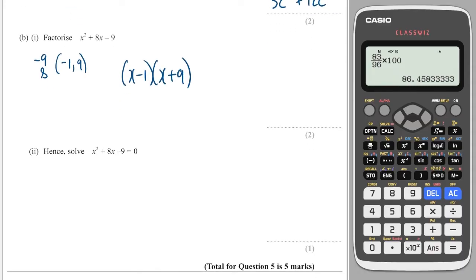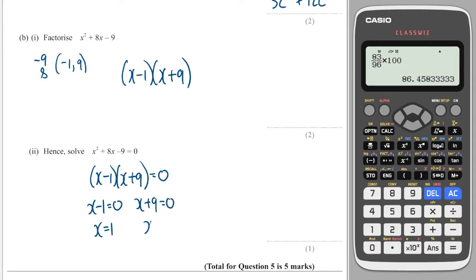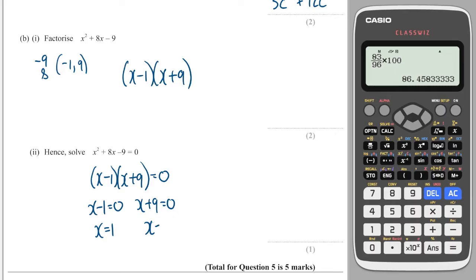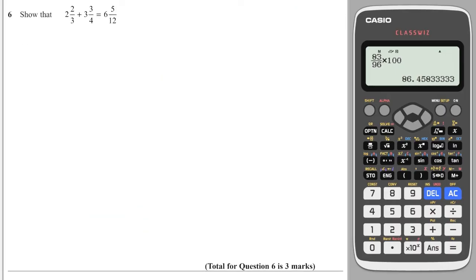And then, because we are asked to now solve this, we would put it into factorised form, set it equal to 0, and then one of these two brackets must equal 0. So either this equals 0, which gives me x equals 1, or this equals 0, which gives me x equals minus 9. Perfect.